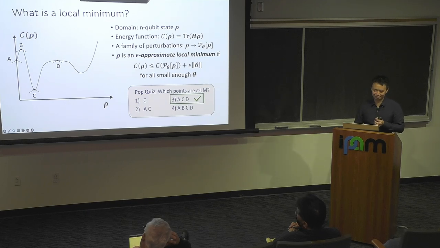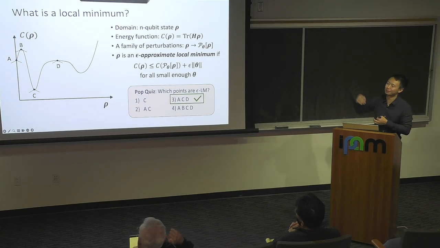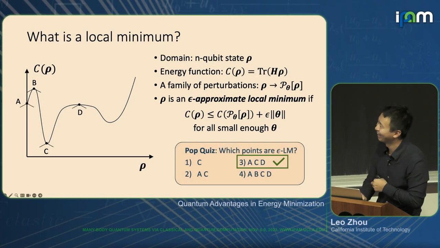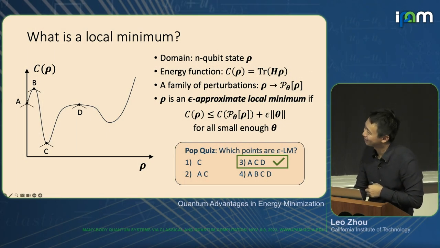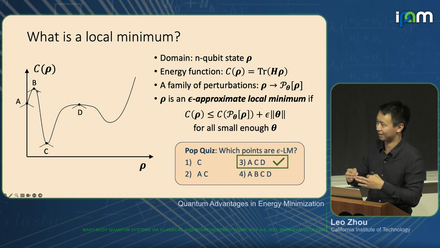Because for B, the energy falls below this line. Intuitively, that shouldn't be a local minimum. But it's the top of a very... it doesn't fall below this line for very small theta, no? Well, if you choose the epsilon to be small enough, so the gradient lines are sufficiently flat, then this thing falls completely below those lines, right?